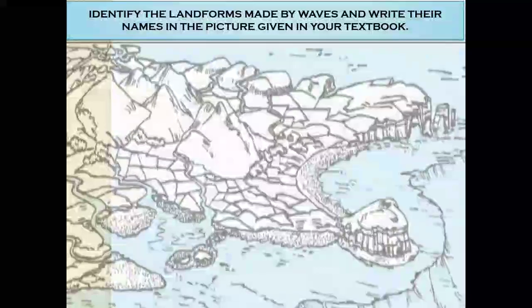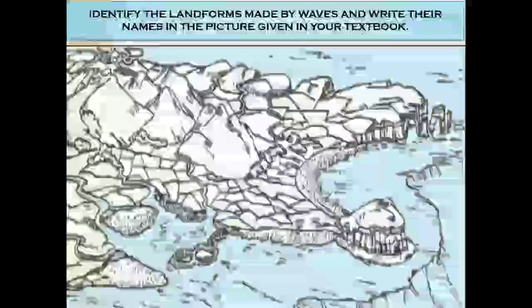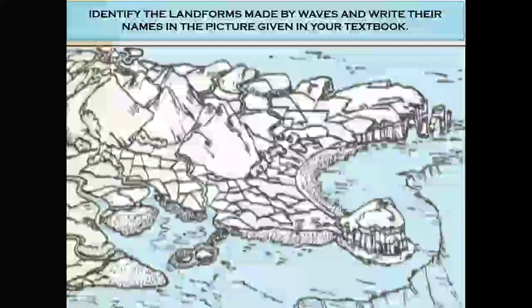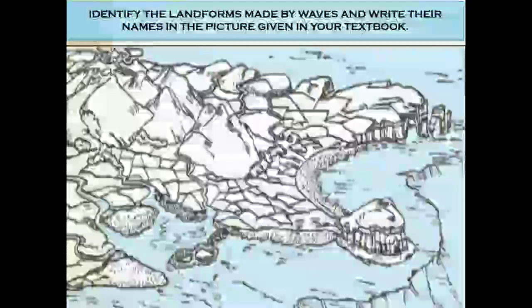Here you can see the same diagram which is there in your textbook. You have to identify the landforms made by waves and you have to write their names in the picture given in your textbook.